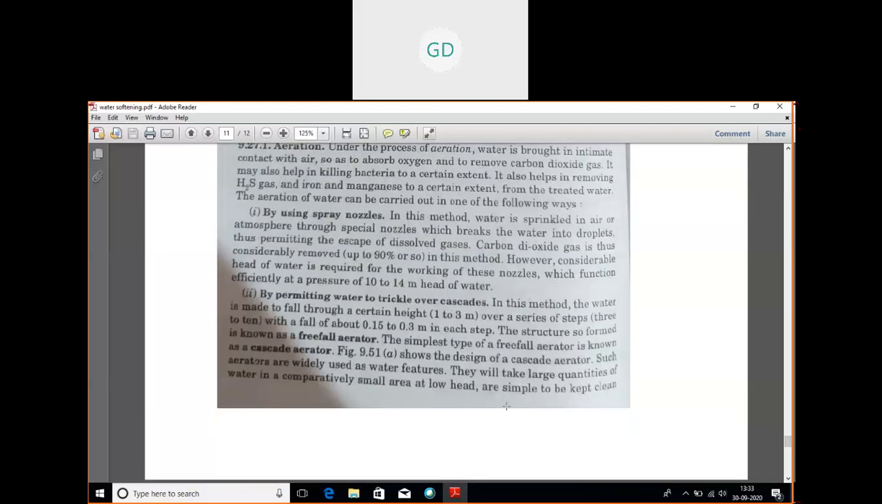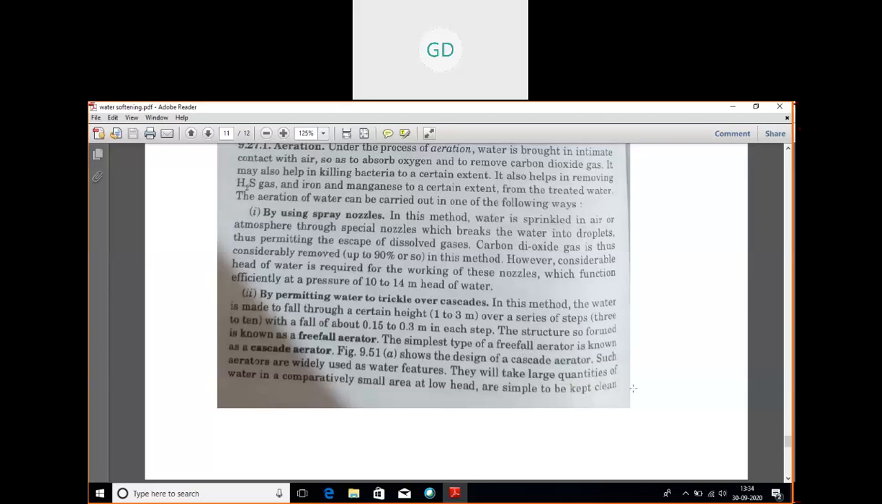In this method, the water is made to fall through a certain height, which is 1 to 3 meters, over a series of steps, as I showed you. The water is allowed to fall over those steps. The height of each step is 0.1 to 0.3 meter. The structure so formed is known as a free fall aerator, and the simplest type of free fall aerator is also known as the cascade aerator.